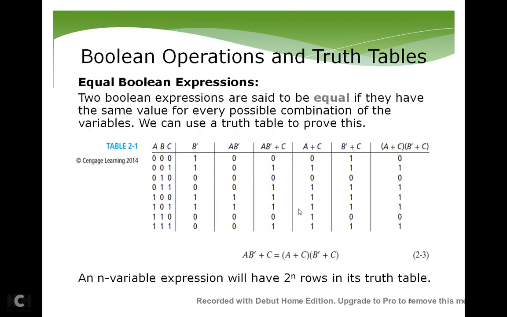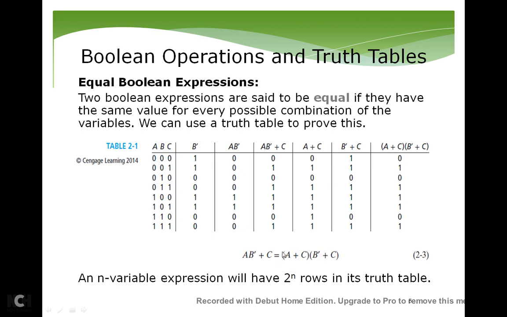Now, knowing this, we can prove with a truth table that 2 Boolean expressions are equal. And also, they can be said to be equivalent. You can say either equivalent or equal, doesn't matter. So 2 Boolean expressions are said to be equal if they have the same value for every possible combination of the input variables. Okay, we're going to prove this with a truth table.